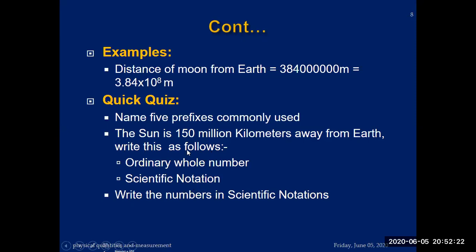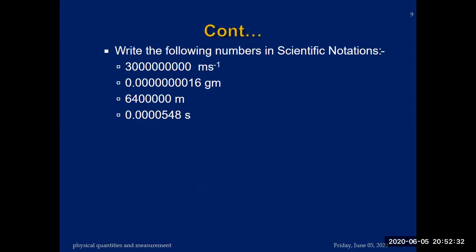The sun is 150 billion kilometers away from the earth. So you have to write the whole number, as well as the scientific notation. Write the numbers in scientific notation as well. So write the following numbers in scientific notation. These are the numbers given for you. This is an assignment to solve, so that you have understood the topics today.